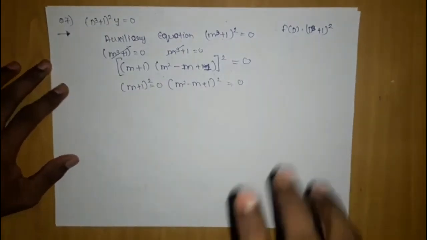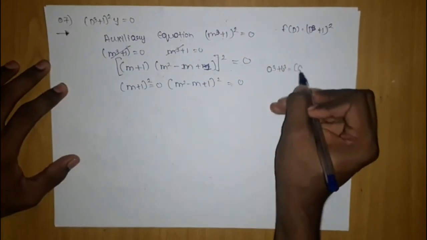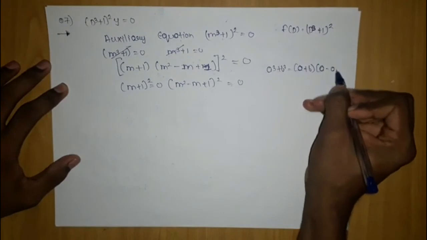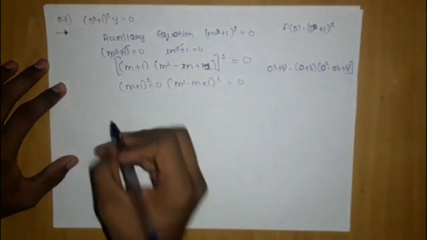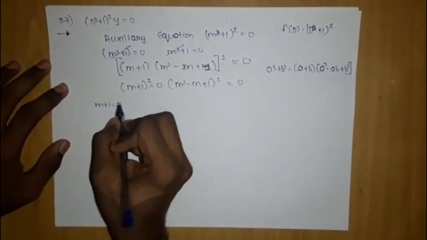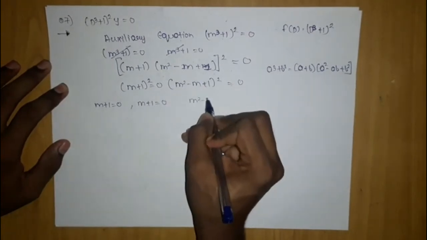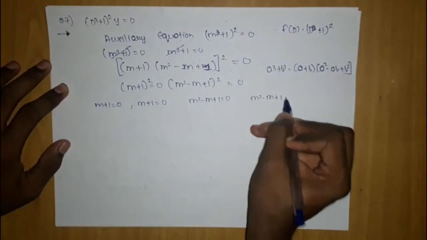Now you should know this formula: a cube plus b cube is nothing but (a plus b)(a square minus ab plus b square). This was the formula which I used here. Now I will have m plus 1 equal to 0, twice, and m square minus m plus 1 equal to 0, twice.